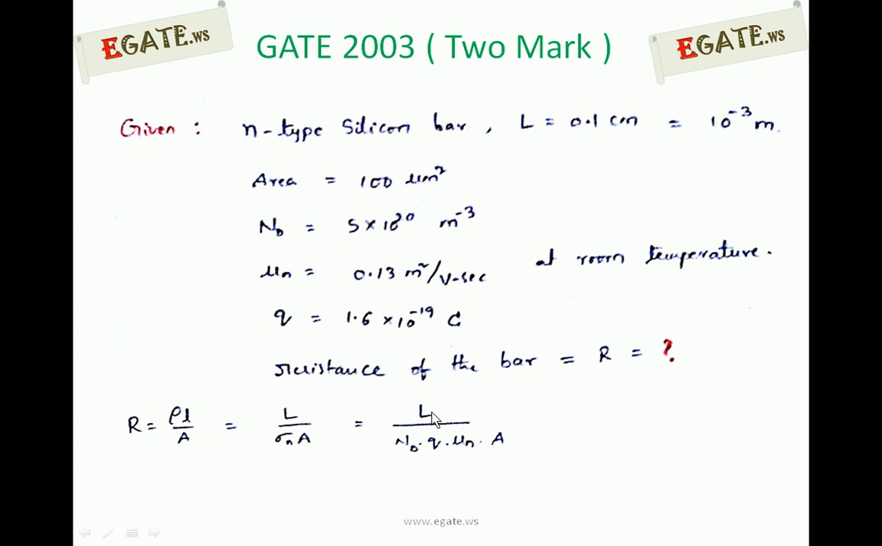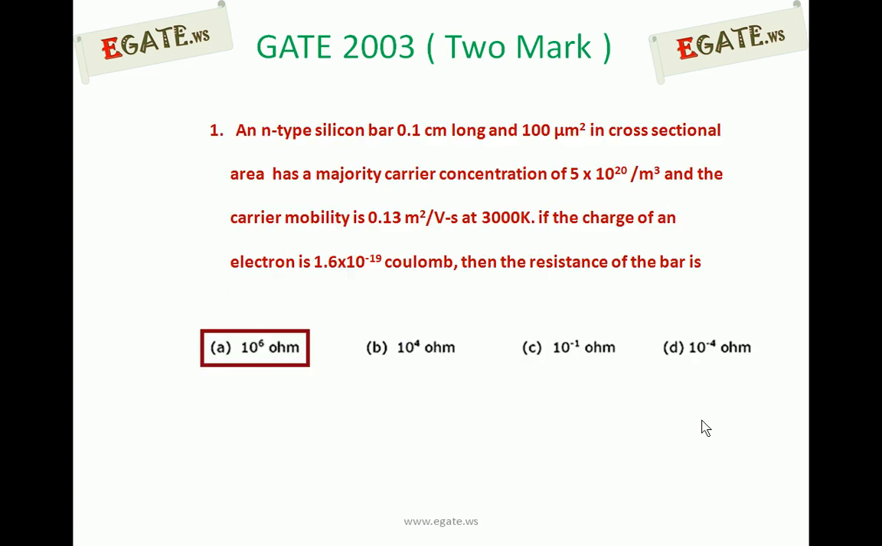L is given as 0.1 centimeters, that is 10 power minus 3 meters. Nd is given as 5 into 10 power 20 per meter cube. Q is given as 1.6 into 10 power minus 19 coulombs. Mu N is also given, the mobility of electron, 0.13 meter square per volt second. Area is also given, 100 micrometer square. If you substitute all these values, you get the resistance as 10 power 6 ohms. So the correct answer for the given question is A, 10 power 6 ohms.